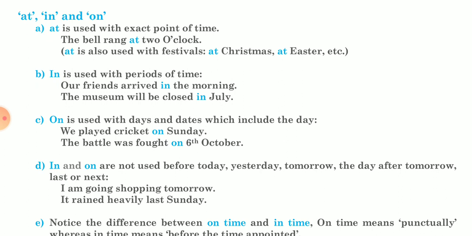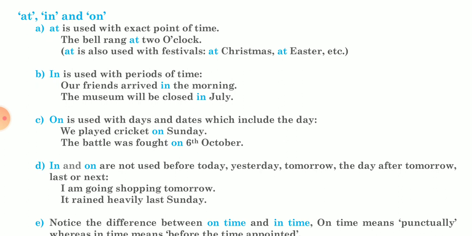At, in, and on. At is used with exact point of time, like the bell rang at 2 o'clock. At is also used with festivals: at Christmas, at Easter, at Diwali, etc. In is used with periods of time. Our friends arrived in the morning. In the morning is a period of time. In the morning, in the evening, in the night, in the noon, in the afternoon.